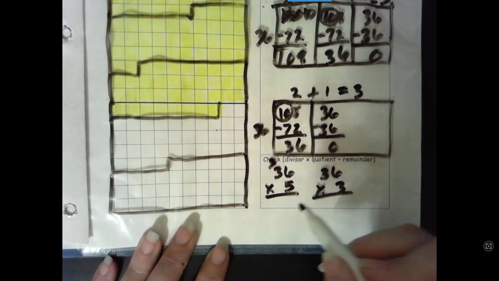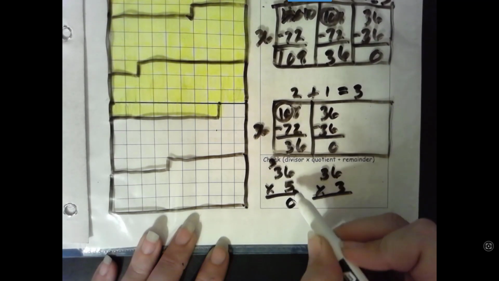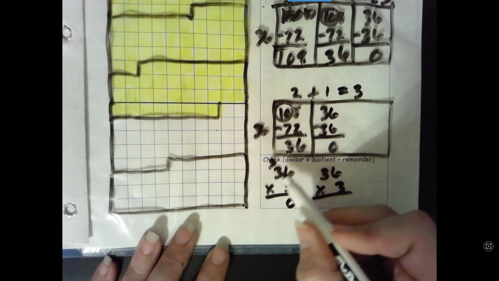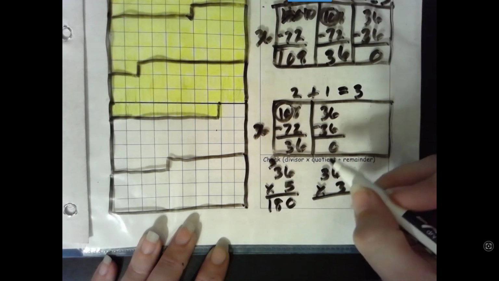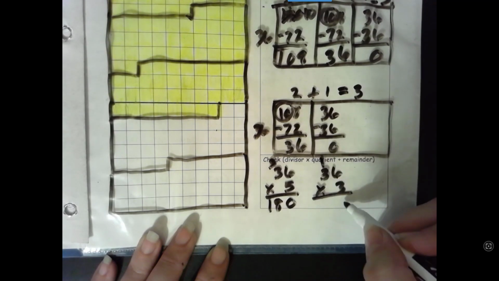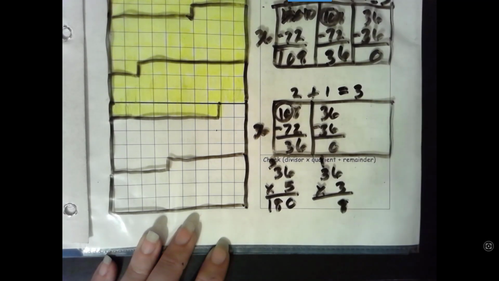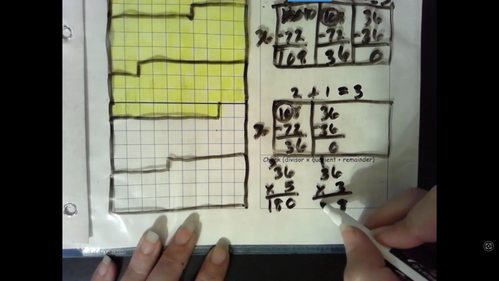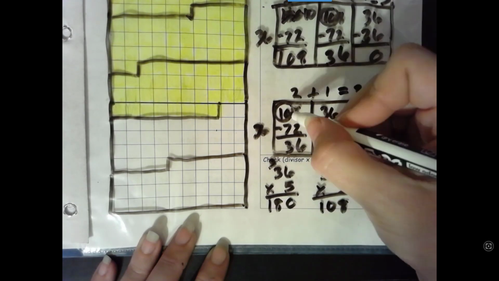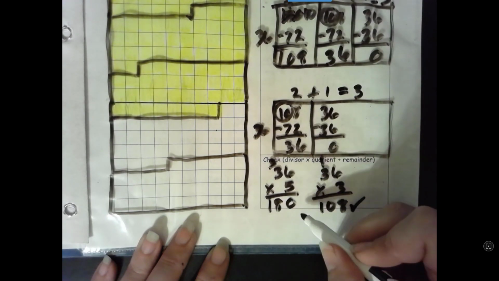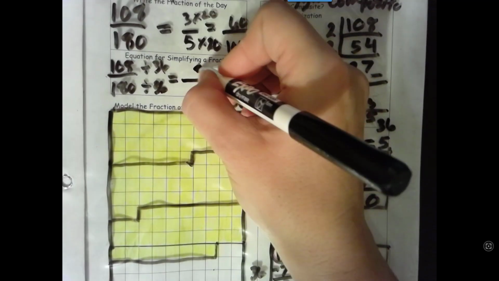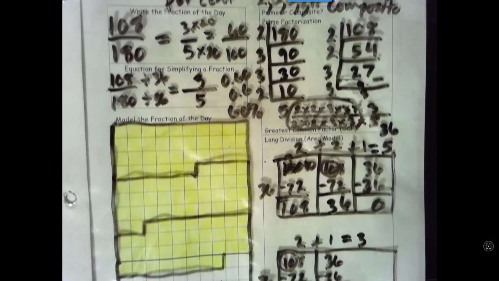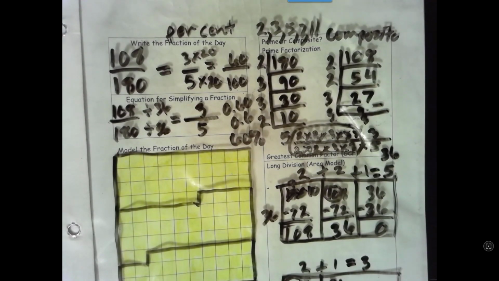5 groups of 6 is 30. 5 groups of 3 tens is 15 tens, plus 3 more tens is 18 tens. 3 groups of 6 is 18. 3 groups of 3 tens is 9 tens, plus 1 more is 10 tens. 108, that matches our dividend. 180, that matches our dividend, so those both check. Our numerator is definitely 3, and our denominator is definitely 5.